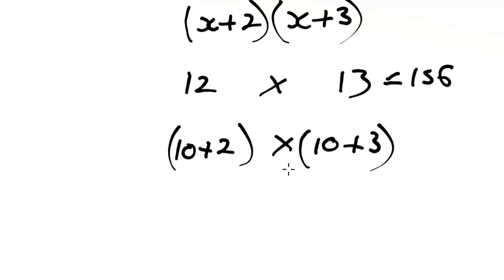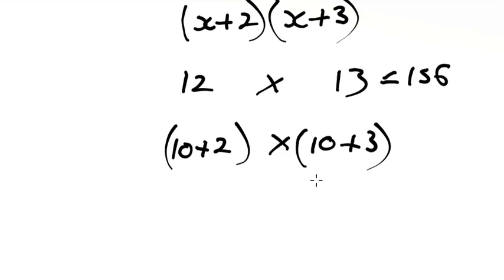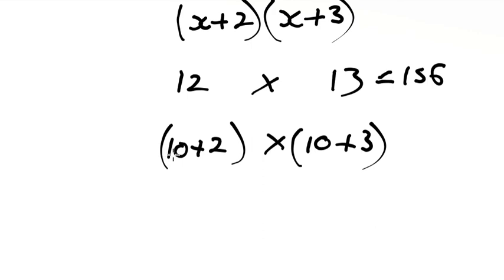Okay, let's see if we can make that from 10 plus 2 and 10 plus 3, because that's just the same thing. This is 12 times 13. Let's see what happens if we multiply these brackets out. Well, we would need to do 10 times 10, so that's 100. And we would do 2 times 3, so that's 6. But that would give us 106.